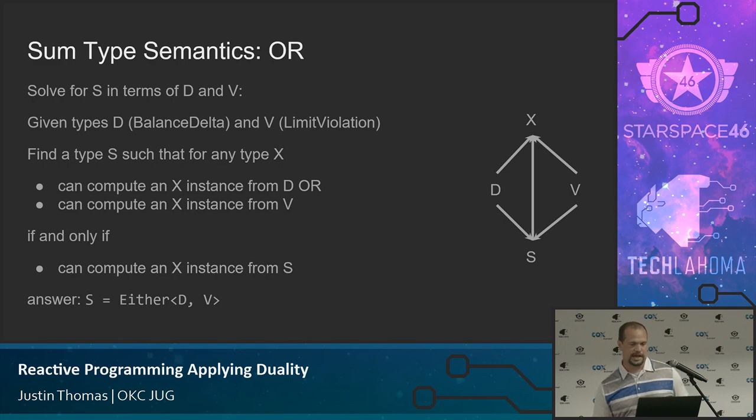So the point is that if I do have two methods, and each one has the same return type, I can replace that with one method whose input is the either of those two inputs. Does that make sense? That's all it is.